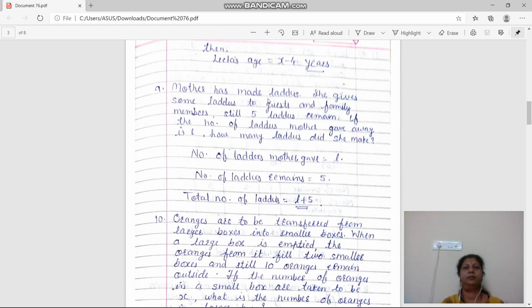Mother has made laddus. She gave some laddus to guests and family members. Still 5 laddus remain. If the number of laddus mother gave away is L, how many laddus did she make?